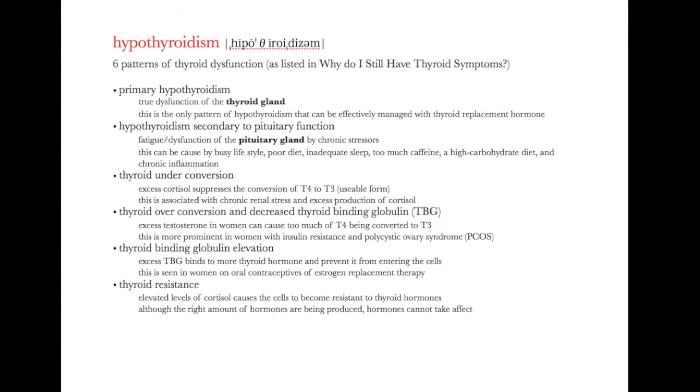4. Thyroid overconversion and decreased thyroid binding globulin, also known as TBG. Excess testosterone in women can cause too much T4 to be converted to T3. This is more prominent in women with insulin resistance or polycystic ovary syndrome.